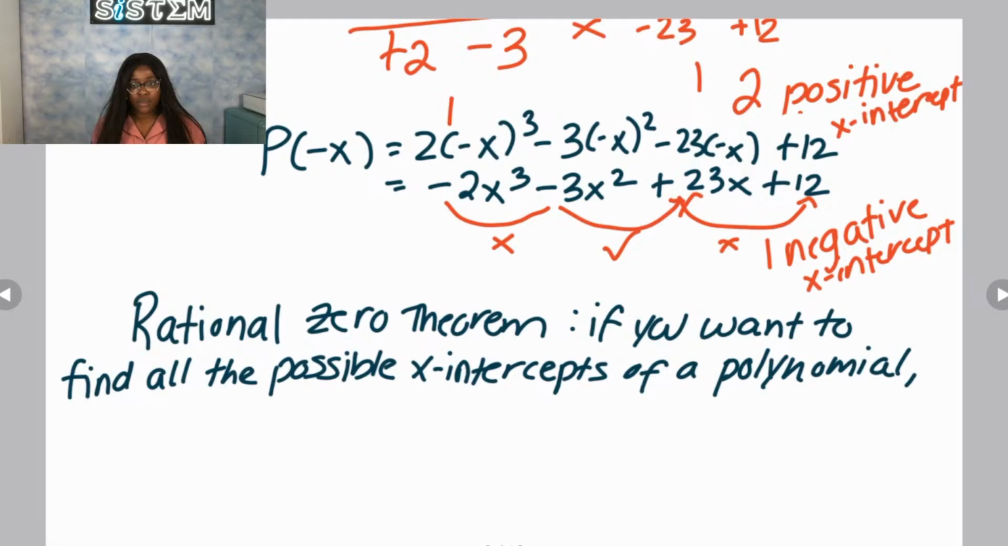Does anyone know what it means? What happens if you want to find all the possible zeros of a polynomial, what do you have to do? And if you don't know, totally fine. I'm here to tell you. So if you want to find all the zeros, all you do is find the factors of the constant divided by the factors of the lead coefficient.